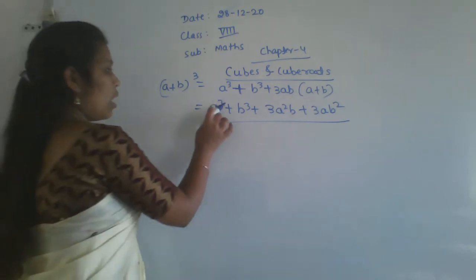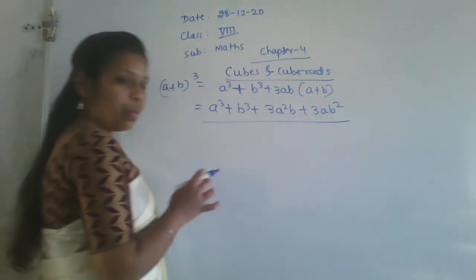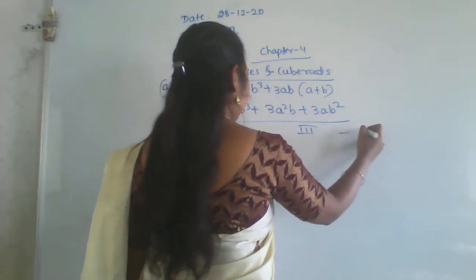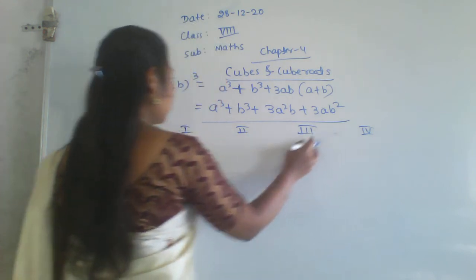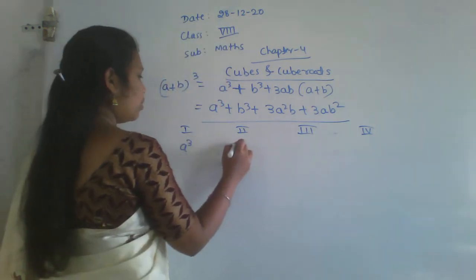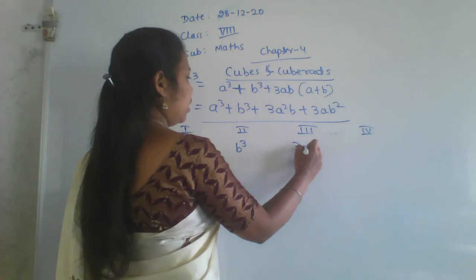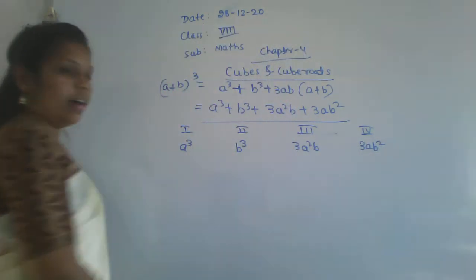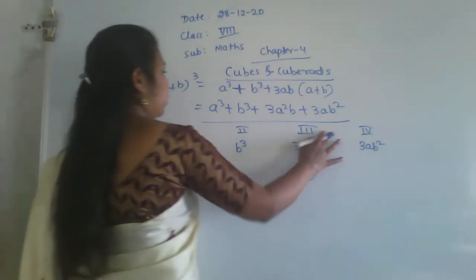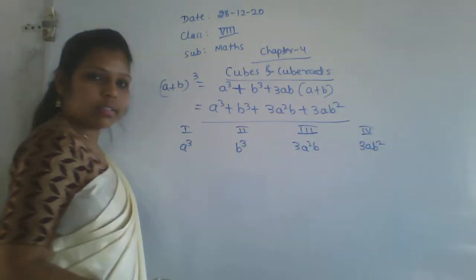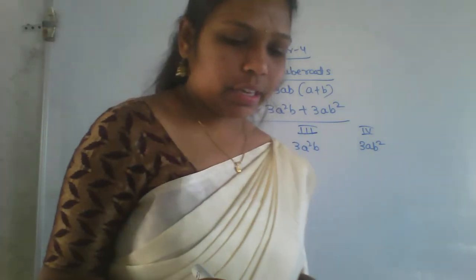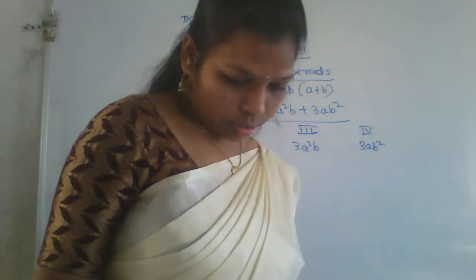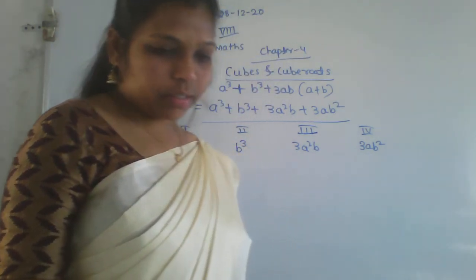So here 1, 2, 3, 4 terms are there. So make 4 columns: first, second, third, and here fourth. Okay. So that is a cube, b cube, and here 3a square b, and here 3ab square. Right? So here I make the marks.